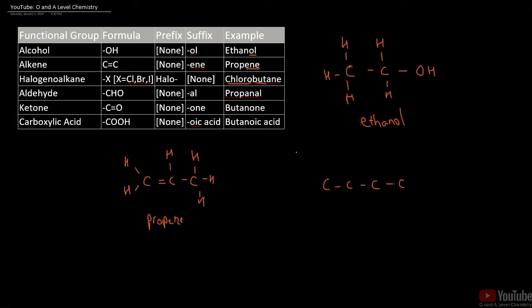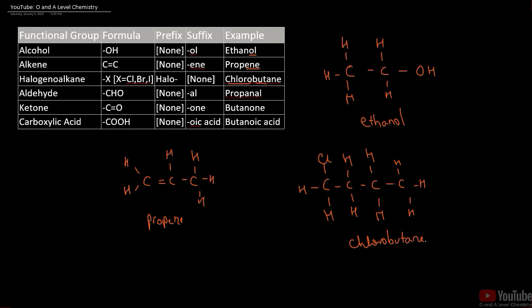And you know that the first carbon, as there's no number, is going to have a chlorine attached to it, chloro. And the rest is going to be like this. So this is chlorobutane.